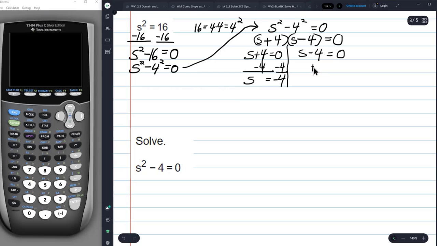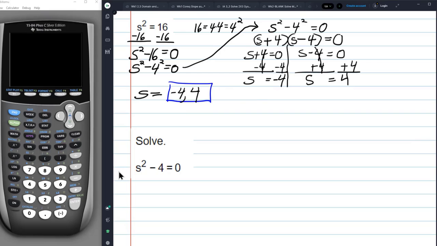And plus 4 plus 4. Negative 4 plus 4 is 0. So we'll have S equals positive 4. So our solutions are going to be S equals negative 4 and 4. Simple as that.